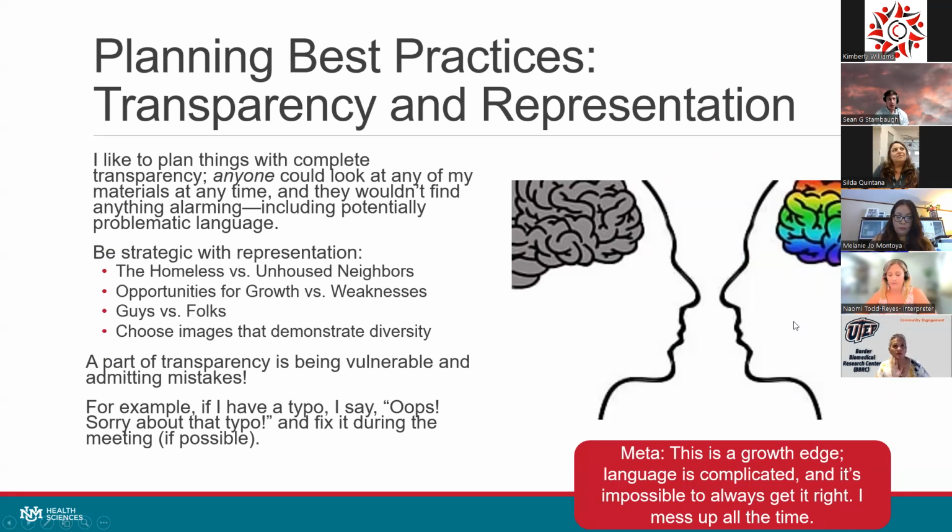A quick note on transparency and representation. When you're preparing trainings, language really matters a lot, especially in our world where there's a lot of stigmatizing language that people have internalized. It's really important to be mindful of the words that you're putting out there to folks. And so I just wanted to name being strategic with representation and terminology used there.